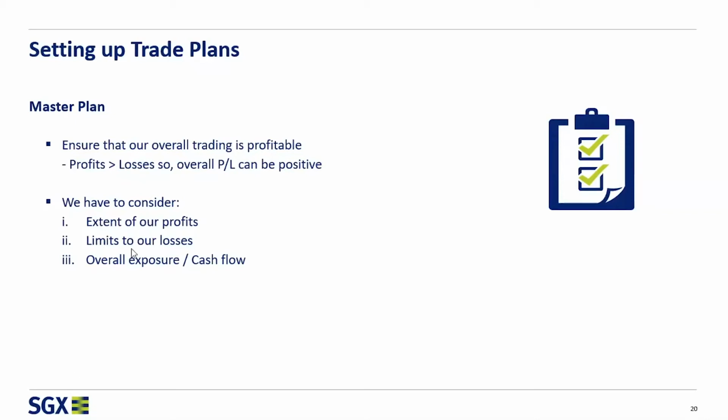So like I was mentioning, that's the extent of our profits we need to think about, limits to our losses, as well as overall exposure and cash flow, which is like every 10 trades. Okay.